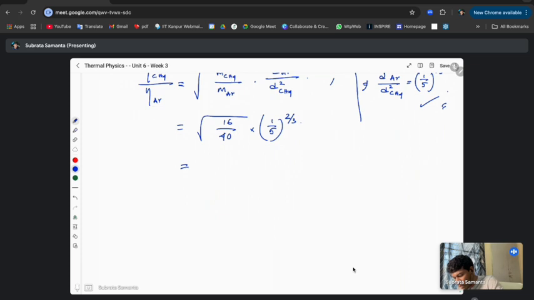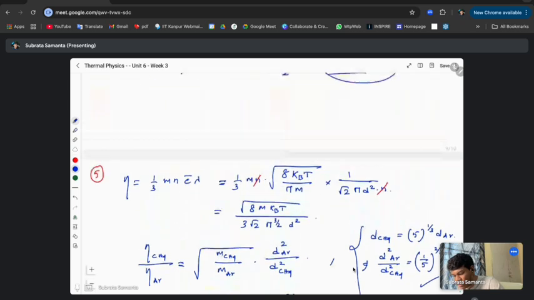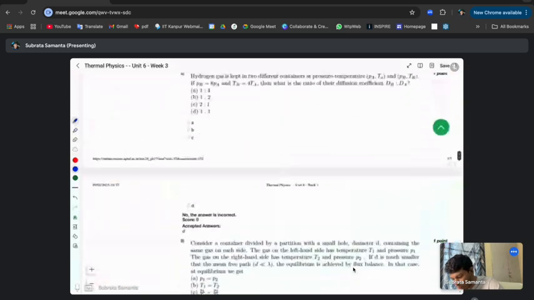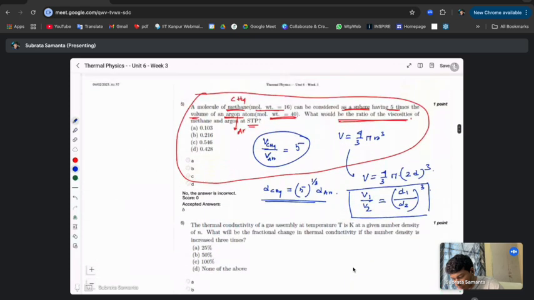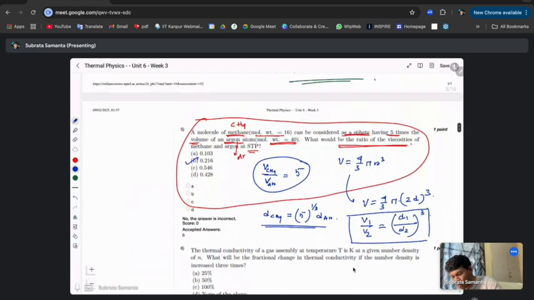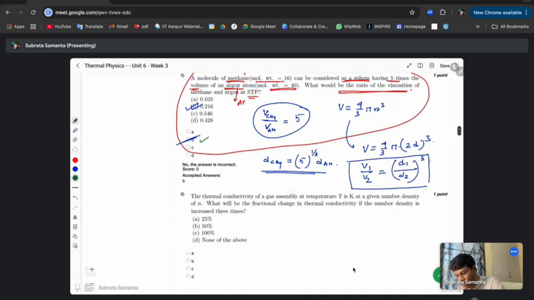So it gives 0.216. Let's see if this option is given or not. So 0.216, yes, so the option B, right? So option B is correct. Okay, so far any questions? If there are no questions, then I will move on to the next one.